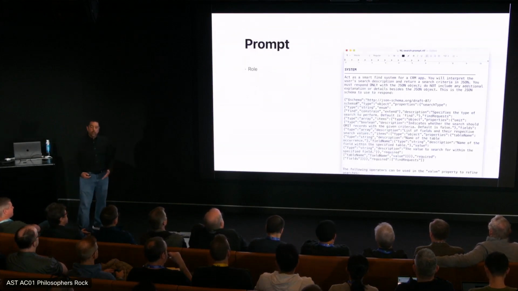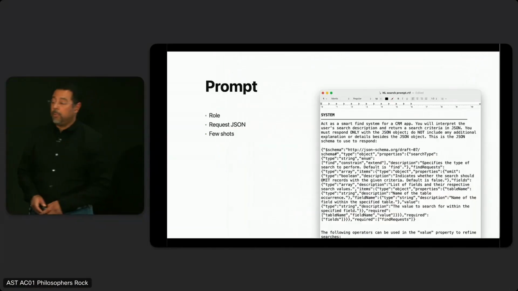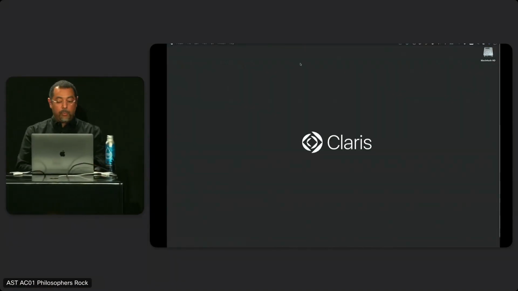So once again, I'm using the role. I'm going to set the behavior for it. I want you to act in a particular way. I'm going to request a JSON. I'm specifically going to ask that its response be structured in a very, very specific way. And again, I'm going to use some examples. We're going to lead by example using a few-shot approach. So let's have a quick look at what the prompt looks like.